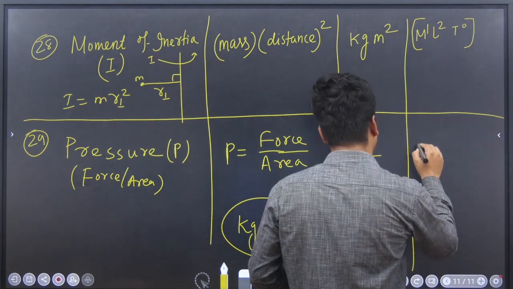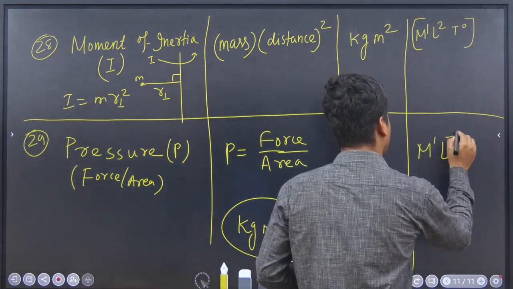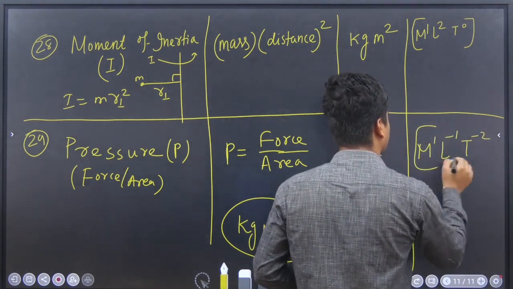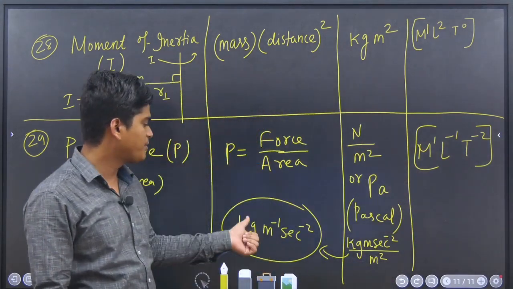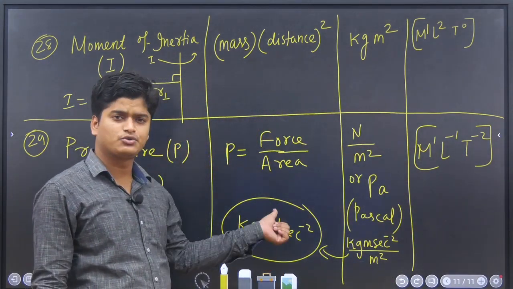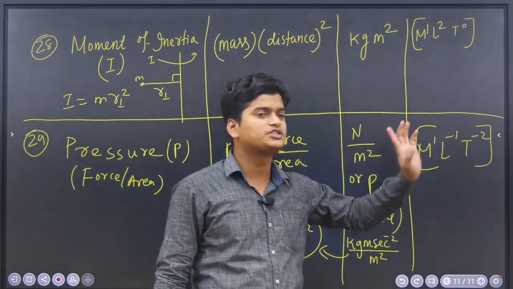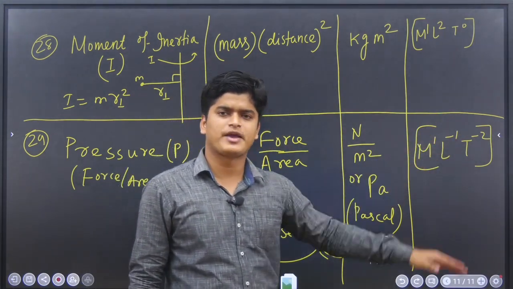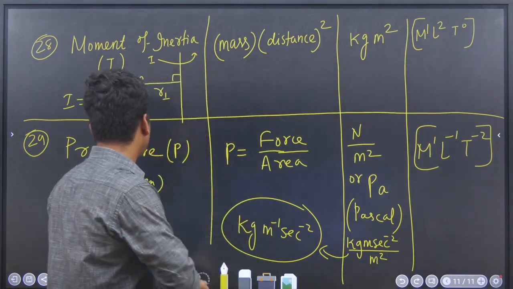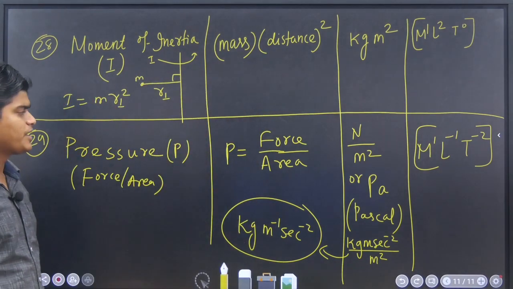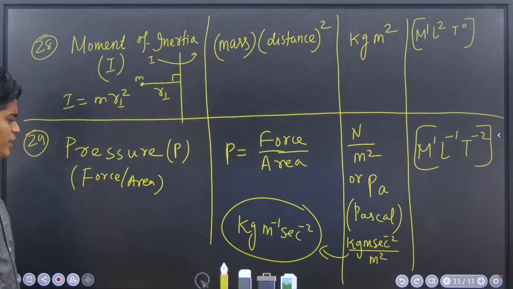Right here you can write M to the power 1, L to the power minus 1, T to the power minus 2. Okay. So you see kg power 1, m to the power minus 1 means meter to the power minus 1, which is L to the power minus 1, and second to the power minus 2 means T to the power minus 2. So in terms of MLT you are writing. So this is about your pressure. So force by area you can write.